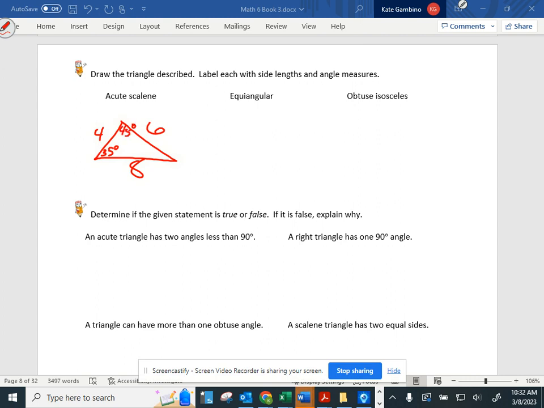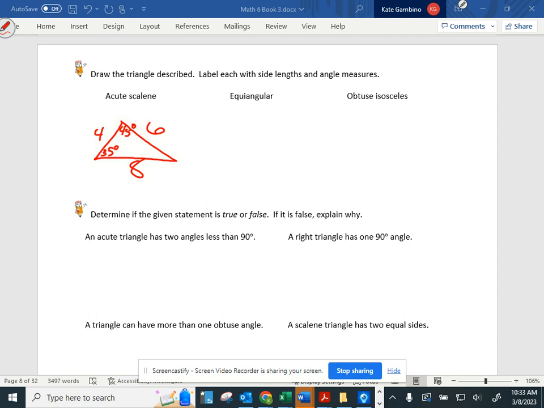So what does this last measurement have to be? Can I use 35 and 45? Yes, you can, because you have different angles. What would this third measurement be? No, it's 180. How many degrees is a triangle? 180. So if I did 35 and 45, that equals 80 degrees. What would this angle have to be? 100. Can it be 100 degrees?